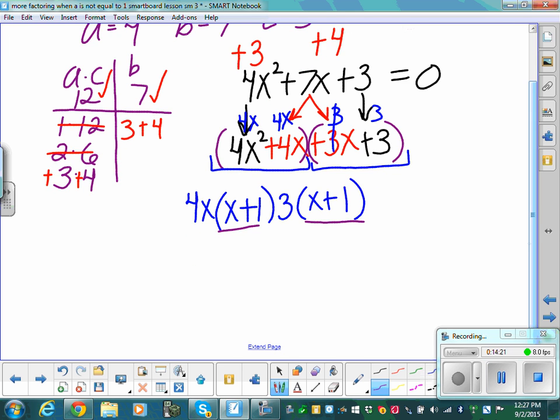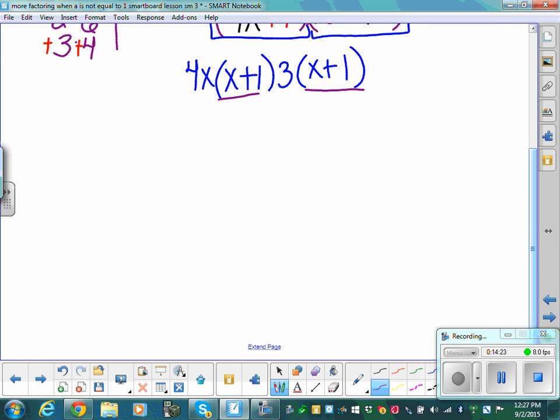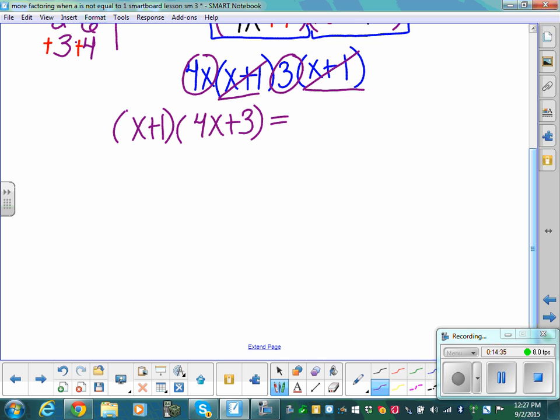This is getting to our easy part here. We'll pull out our safe haven. So we'll pull out x plus 1. And that means it divided out. So then that leaves me with 4x plus 3. That was a positive 3. 4x and then plus 3. Now we can set those each equal to 0. The zero product property rule says we can set each of those individually equal to 0 and solve for x.